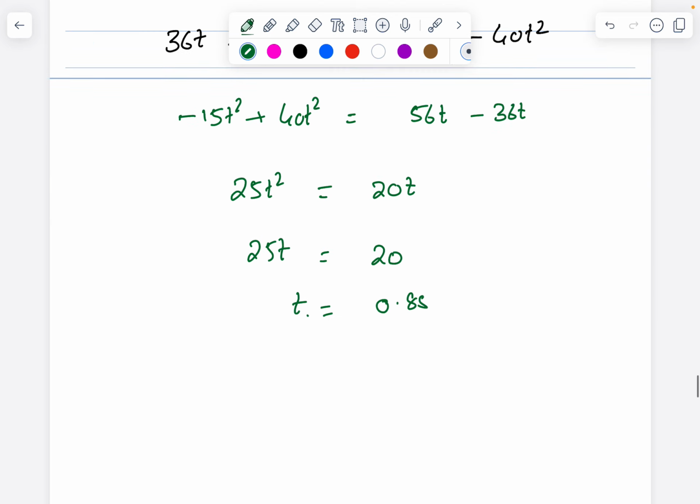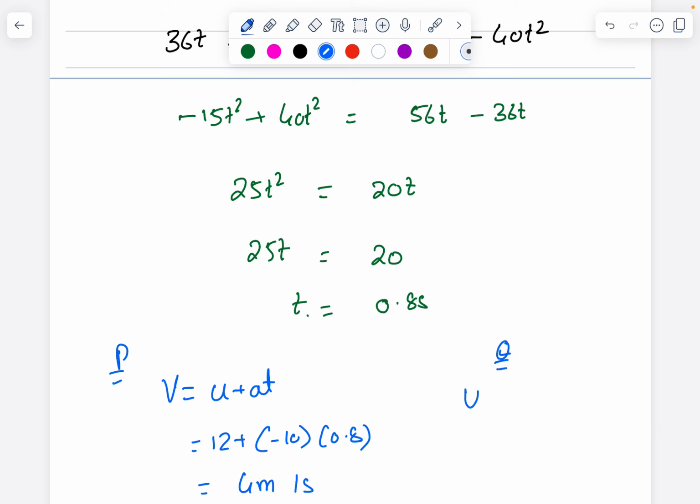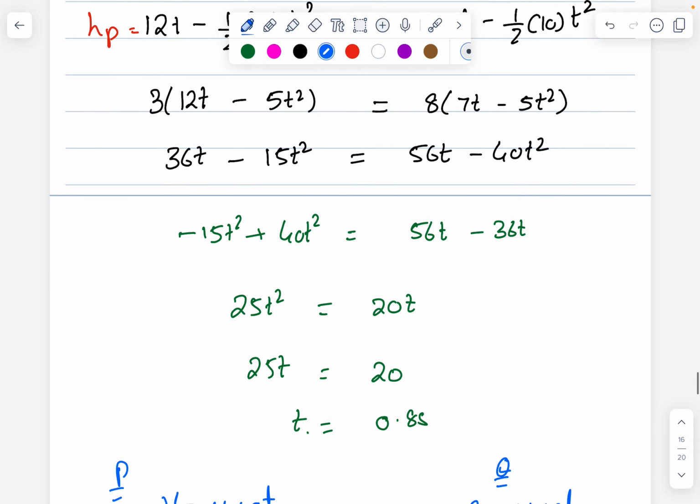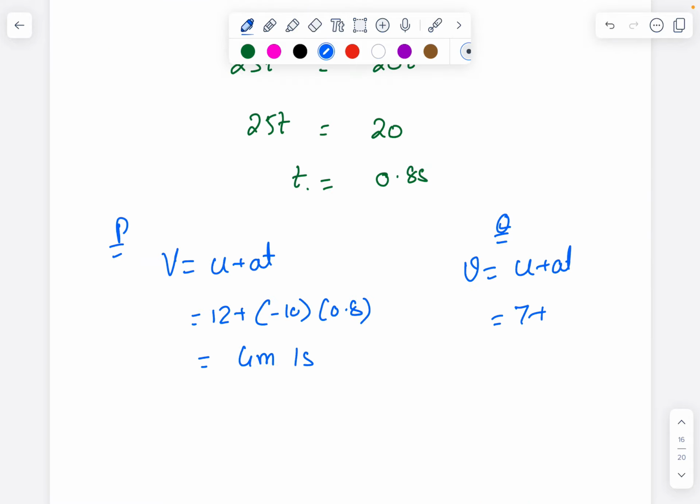Now for P, v equals u plus at. u was 12, a was minus 10 going upwards, and time is 0.8, so v is 4 meters per second. For Q, v equals u plus at again. u was 7, a is minus 10, and t is 0.8. So it becomes minus 1 meter per second, which means it is coming downwards. That's going to be the answer.